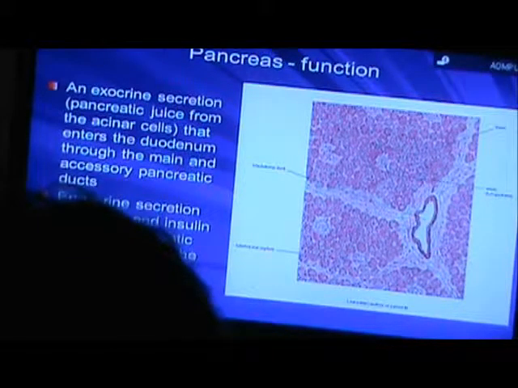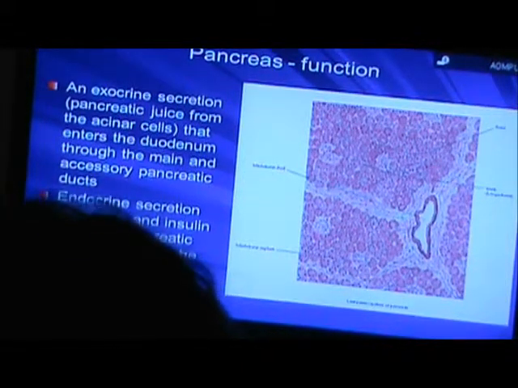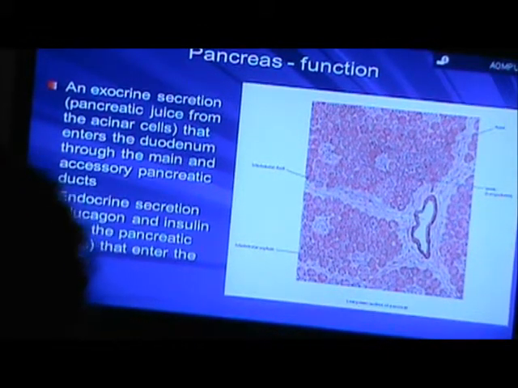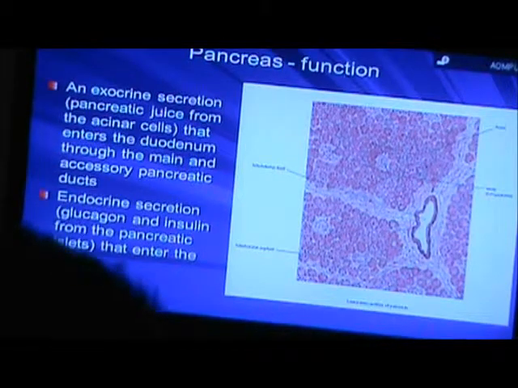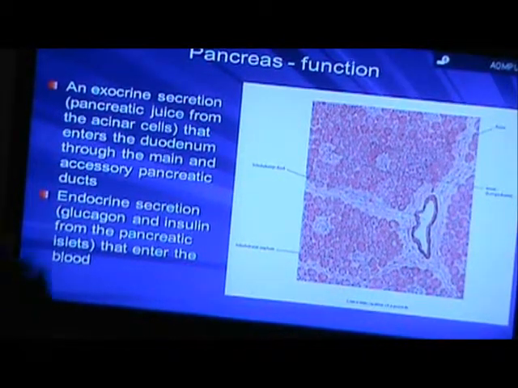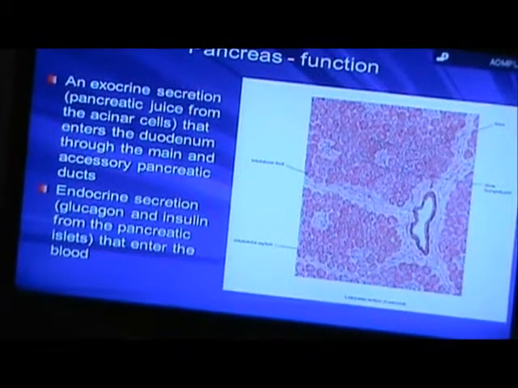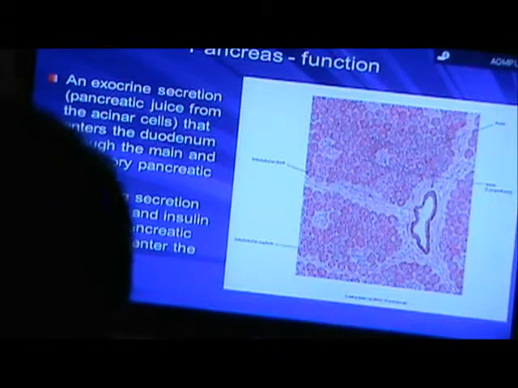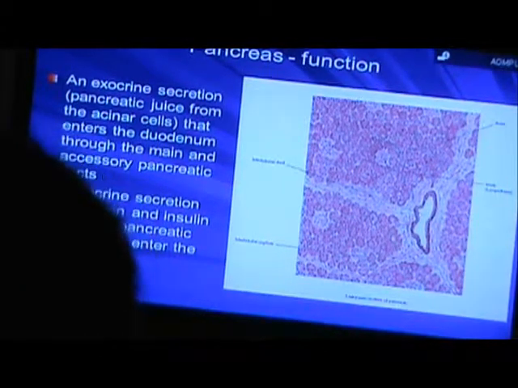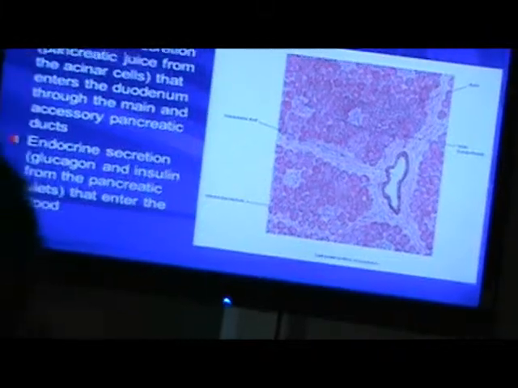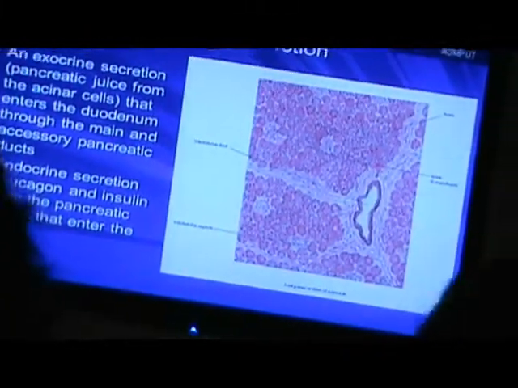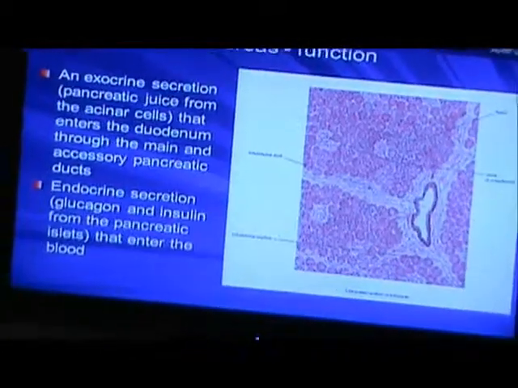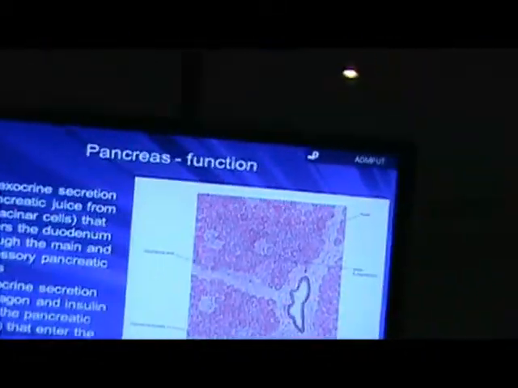So here glucagon and insulin are produced, very important hormones from the pancreatic islets, and they enter the blood. So there is exocrine secretion from the acinar cells and endocrine secretion, which are hormones. Because the levels of the hormones change in our blood, they should go into the blood faster than through these ducts.